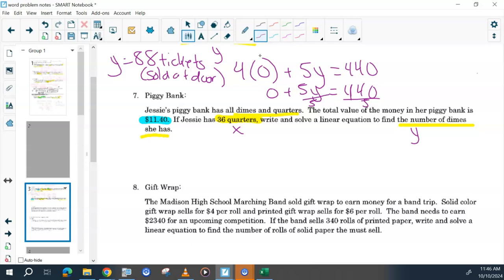The 11.40 would be which variable? C, because that's our total. So we don't have A and B. If I were to set this up, and I'm trying to add up the total value, what do we think we need here?